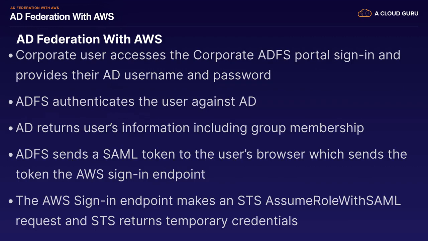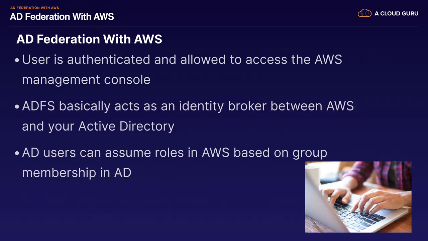So let's go through that again just to make sure that you really get it. First of all, the user accesses the corporate ADFS portal sign-in and provides their Active Directory username and password. ADFS then authenticates the user against Active Directory. Active Directory returns the user's information, including group membership. ADFS sends the SAML token to the user's browser, which then sends the token to the AWS sign-in endpoint. The sign-in endpoint makes an STS assume role with SAML request, and STS then returns temporary credentials, which enables the user to access the AWS console. The user is authenticated and allowed to access the console.